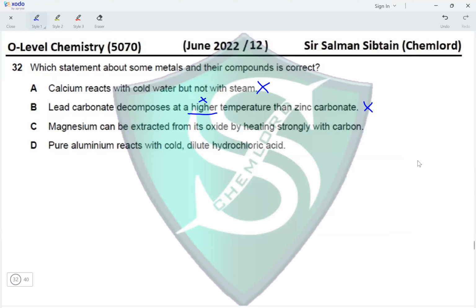C. Magnesium can be extracted from its oxide by heating strongly with carbon. No, you heat it strongly with silicon, then you can obtain magnesium. D. Pure aluminum reacts with cold dilute hydrochloric acid. Yes, it is more reactive than hydrogen, so it will react with hydrochloric acid, making option D the correct option for this question.